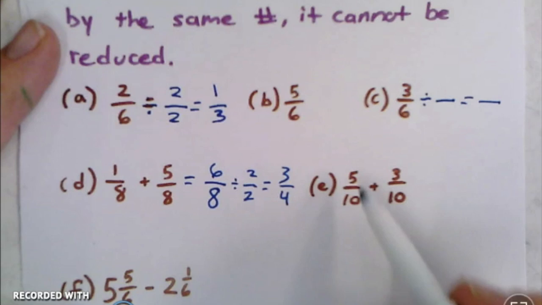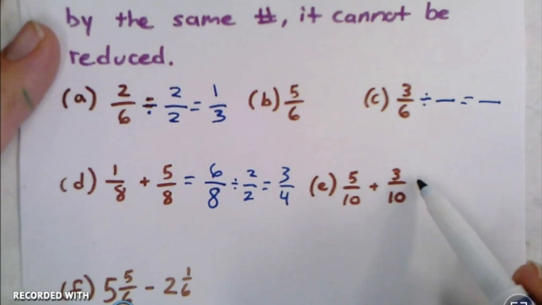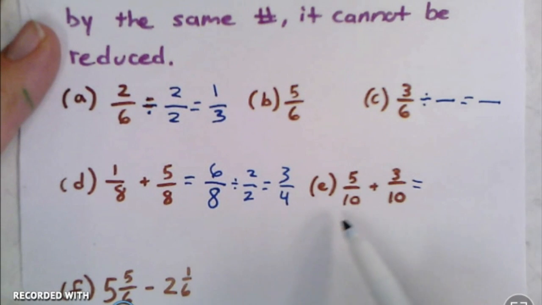All right, what about this one? Try this one on your own. So first, you're going to add your numerators, keep your denominator the same, and then you're going to reduce it.